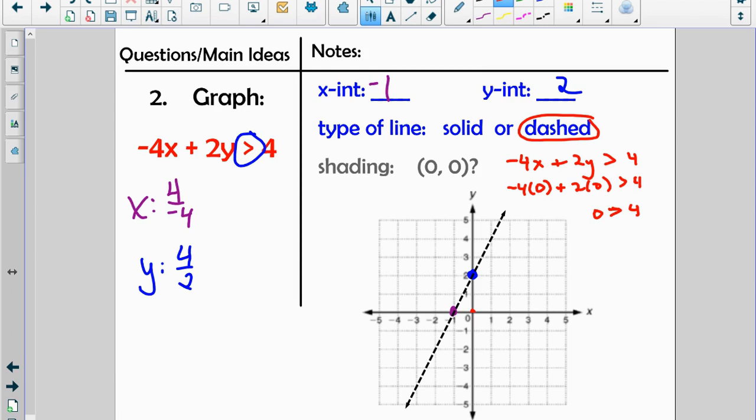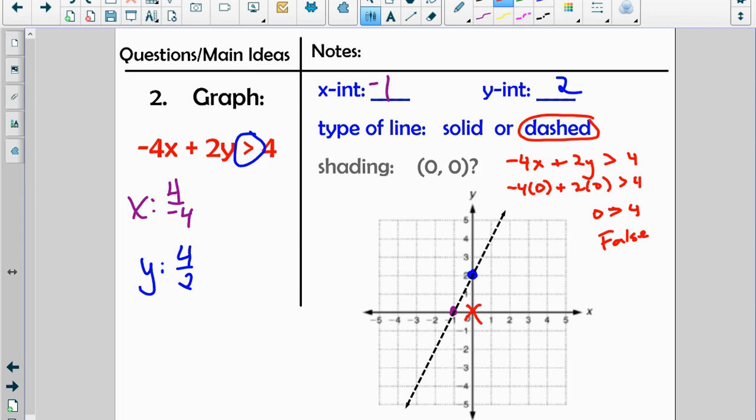So I have to ask myself, is that true? Is 0 greater than 4? So on my y-axis, is 0 greater than 4? No, it's not. 0 is actually smaller than 4. So this is a false statement. That means 0, 0 is not a solution. So that ordered pair is not a solution.